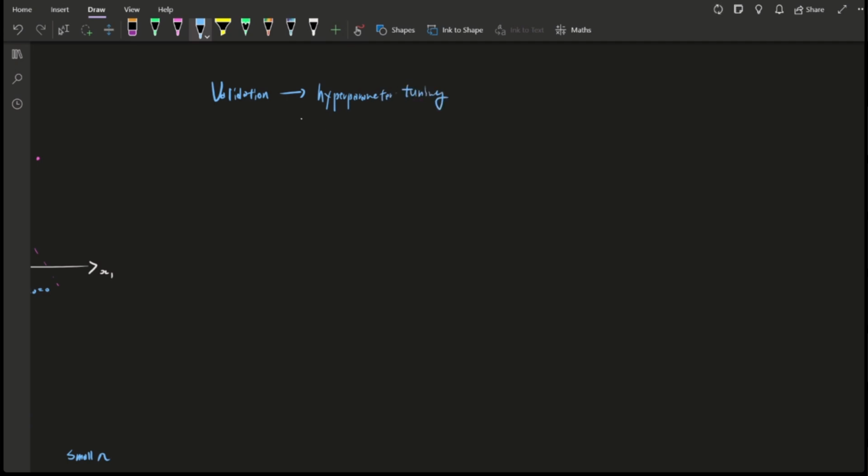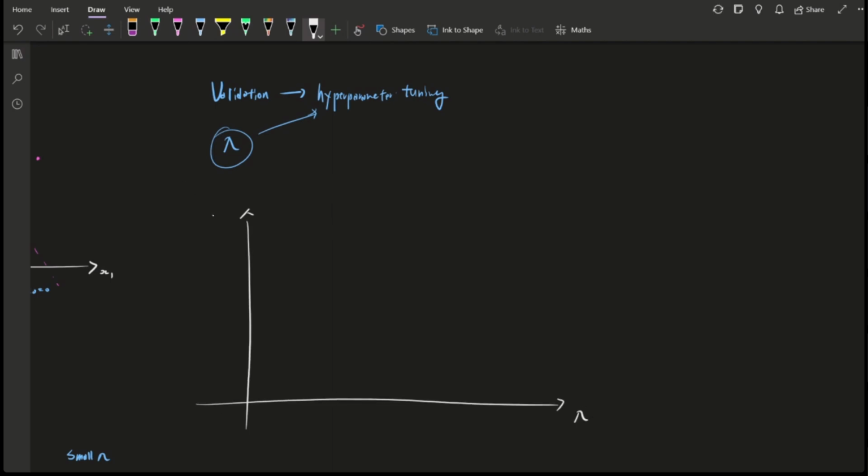Okay, so by hyperparameter, one very obvious one is your lambda, which controls the regularization effect, right? So I want to do a plot of how the loss function will look as you adjust lambda. Okay, it will actually look like some exponentially decreasing curve for your normal training loss.